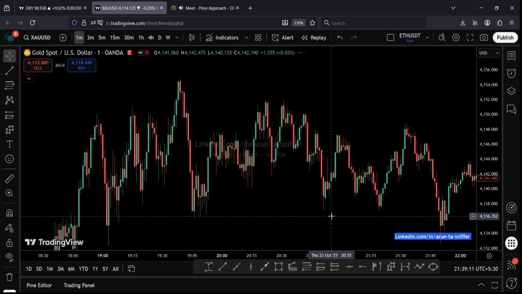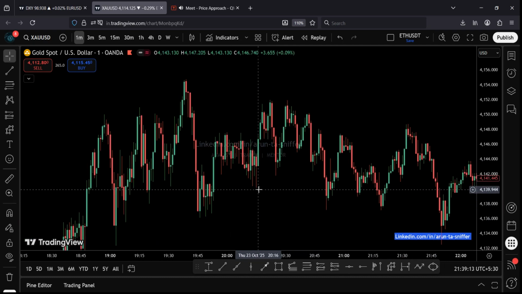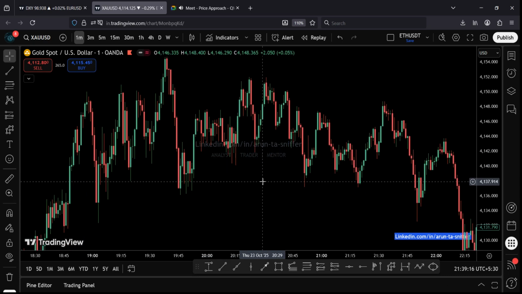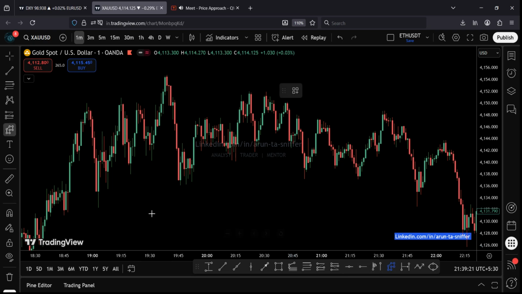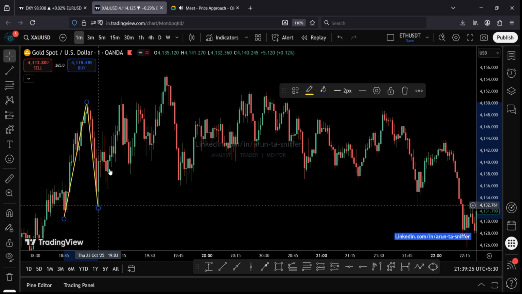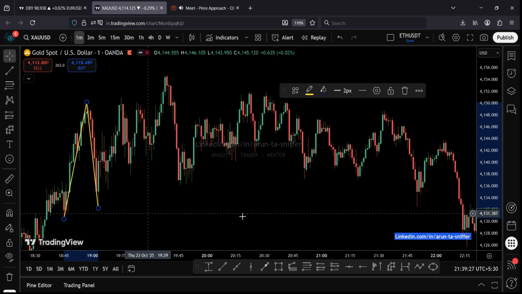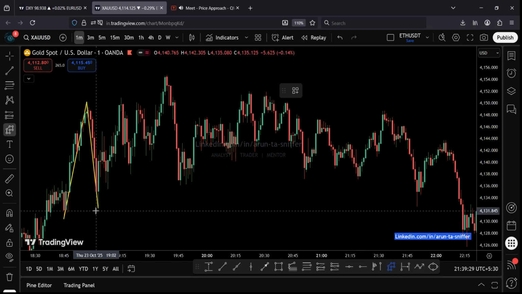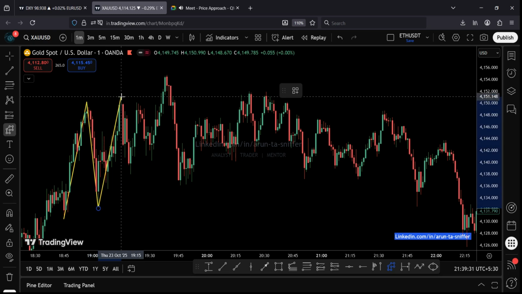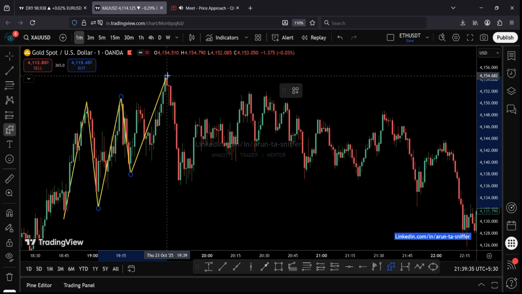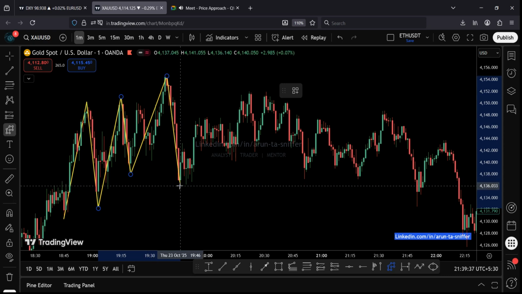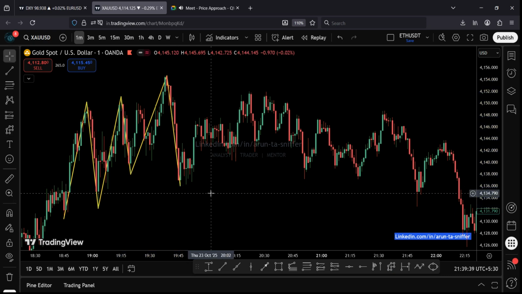Okay, here is a very good example. Look at this. Price was going up like this, like this, and fell sharply from here. Right? This is what happened here.